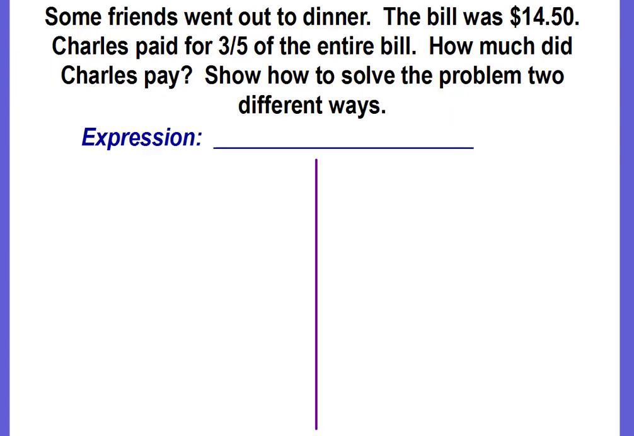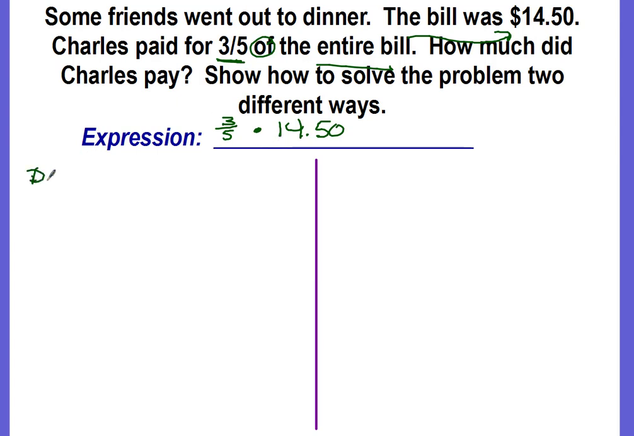So let's try another one. Some friends went out to dinner. The bill was $14.50. Charles paid for 3/5 of the entire bill. How much did Charles pay? We're going to solve this problem two different ways. First, what is your expression? What do you know? We know that he pays for 3/5 of the bill. Well, how much was the bill? The bill was $14.50. So he paid for 3/5 of means to multiply 14 5/10 or 14 50/100, however you decide to write that.